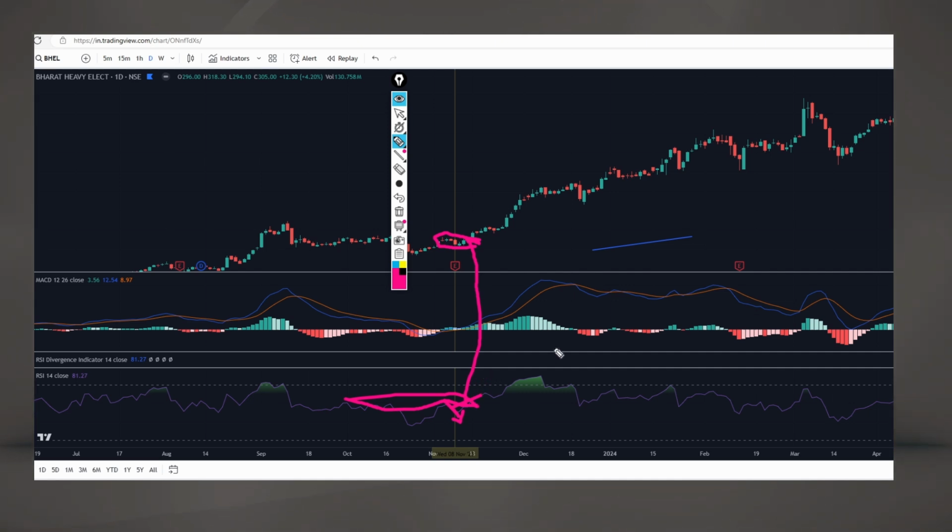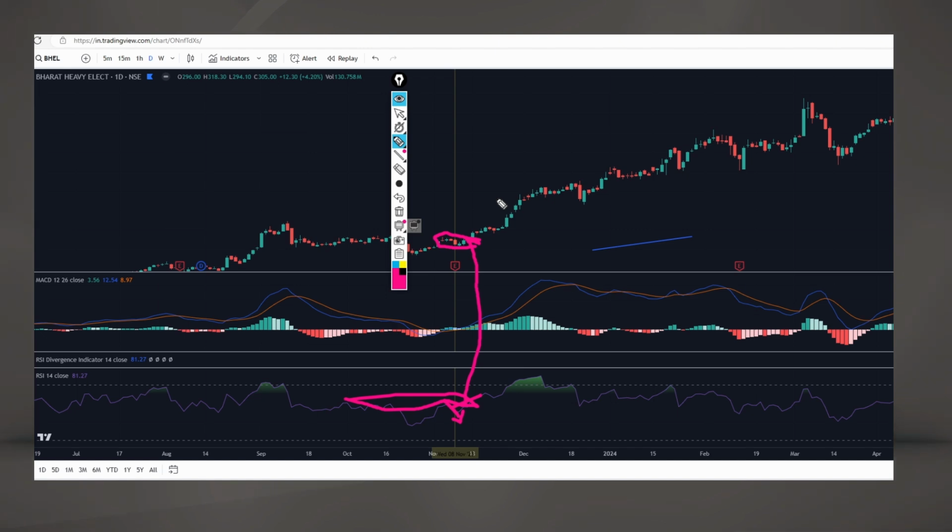Now RSI is an oscillator. That means it will always remain between 0 and 100. It cannot cross either level. Well, as a momentum indicator, MACD can go up to any level or go down to any level. There is no restriction. So this is how you can use RSI to confirm your decisions with MACD.